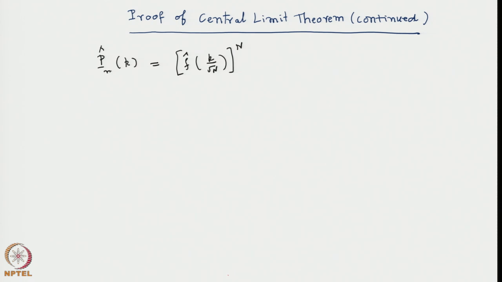If we are using capital N, we can subscript it with capital N. Interpreted verbally, this relationship simply means that the characteristic function of the joint distribution function z is actually the nth power of the characteristic function of the individual distributions at an argument k by root n. This is the implication of that.